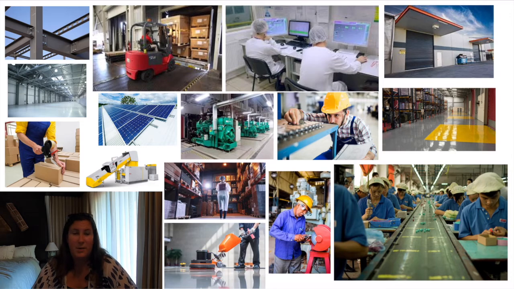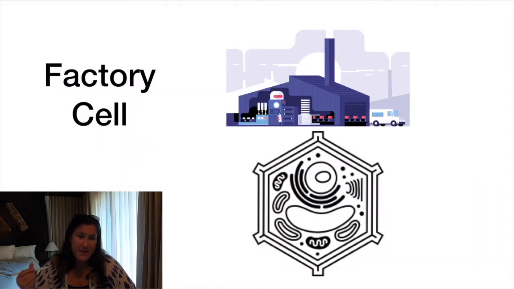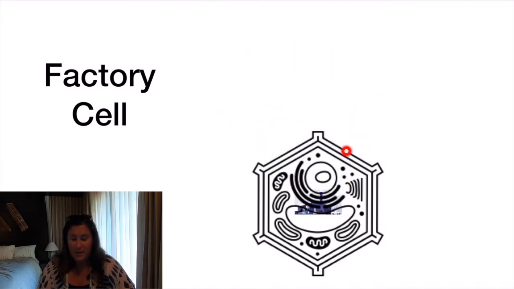All of these are great examples of things that are inside a factory, and we're going to use those to compare to a part of the cell. So each one of these would be matched up with an organelle. And that's the analogy that we're going to create to help us take our understanding of a factory and use that to help us understand the structures of a cell.